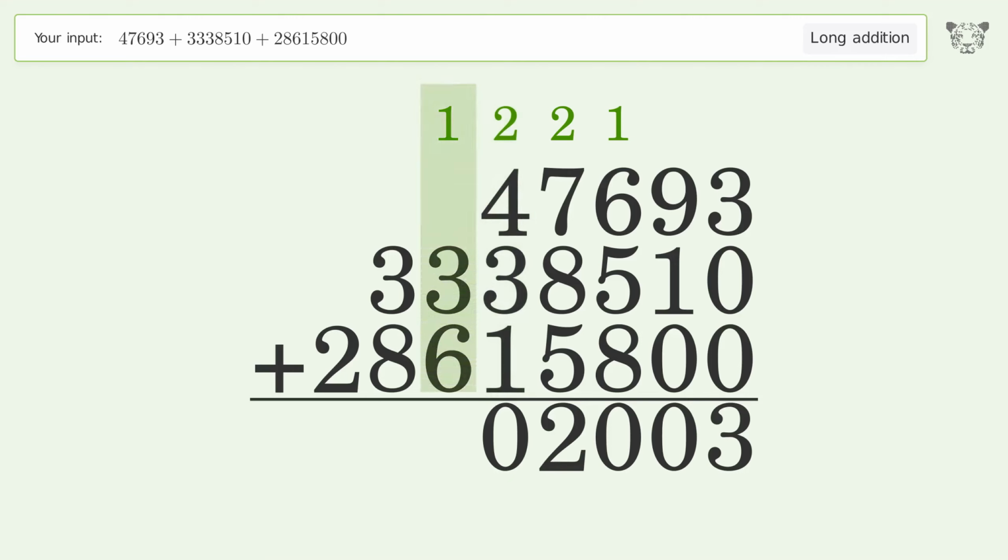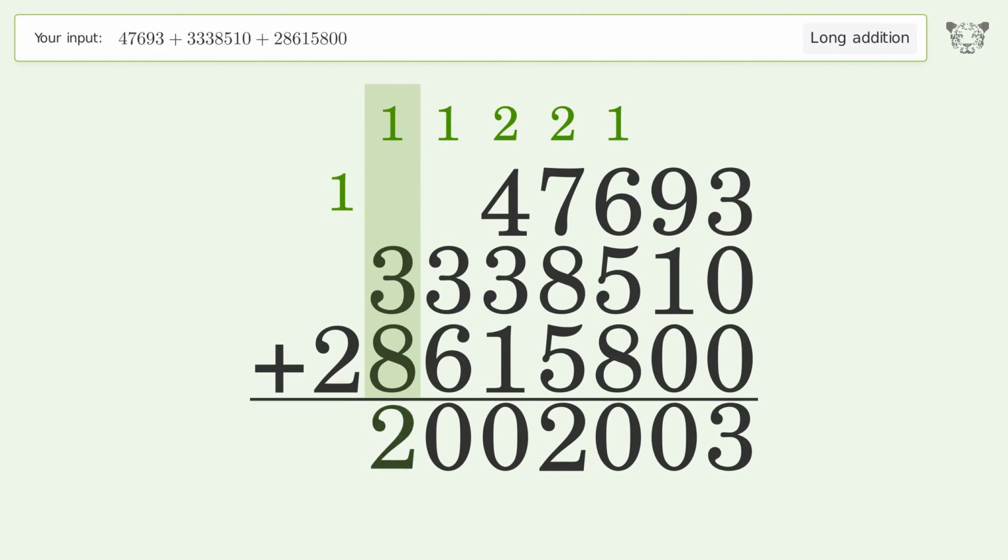1 plus 3 plus 6 equals 10. Carry 1 to the millions place. 1 plus 3 plus 8 equals 12. Carry 1 to the 10 millions place. 1 plus 2 equals 3. And so the final result is 32,002,003.